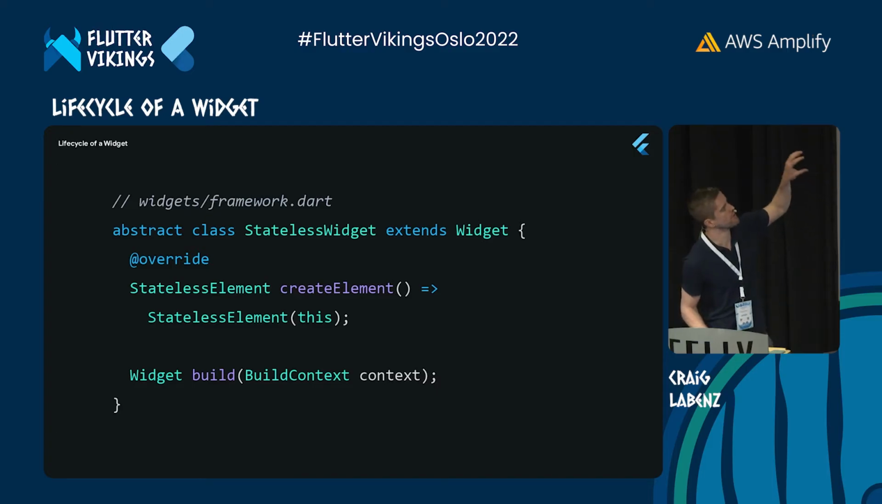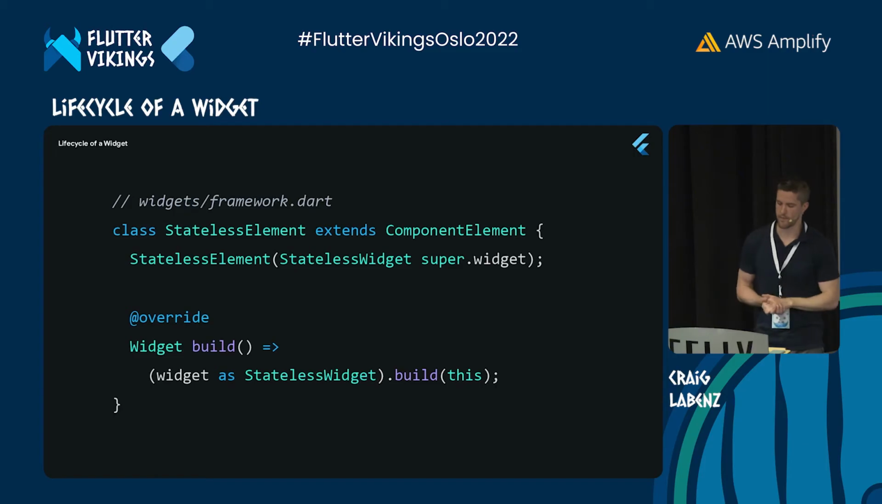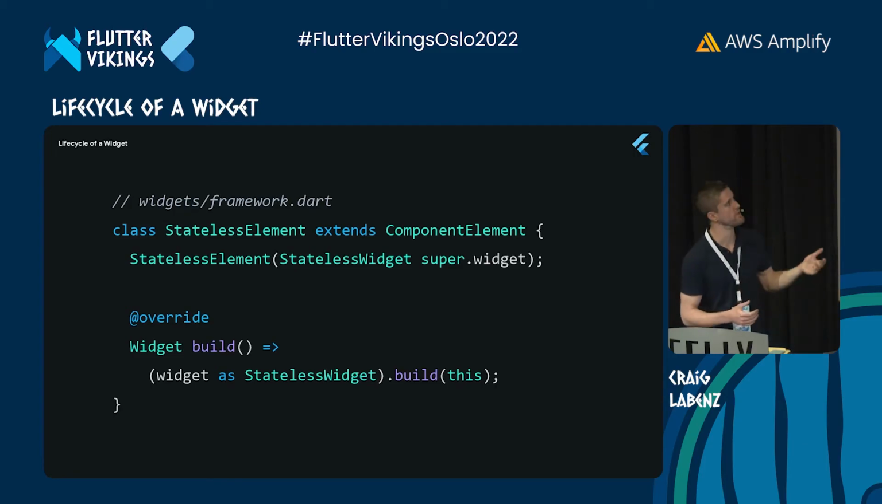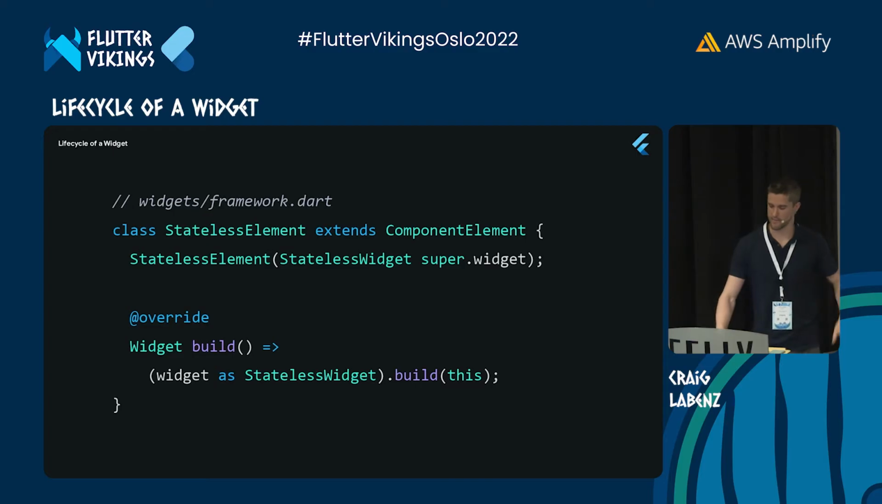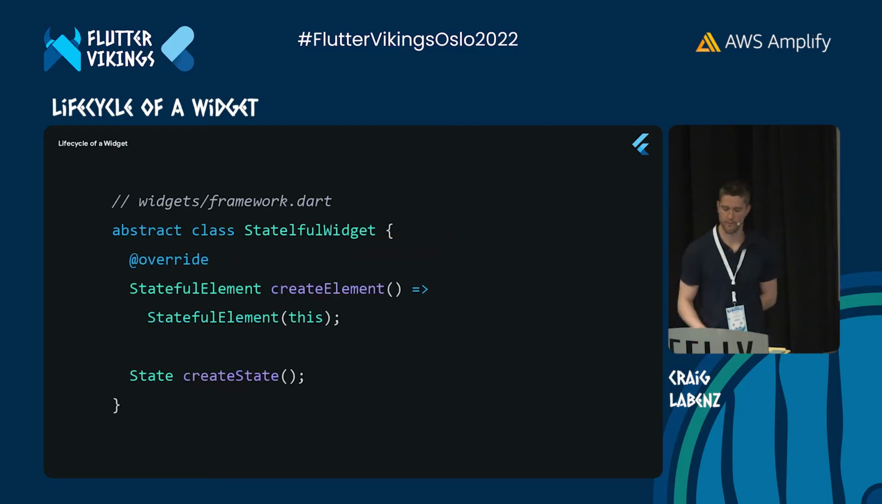So here is an abridged implementation of the stateless widget, and we can see that create element method just returns a stateless element. So stateless widget, stateless element. Great. And then flipping over that coin to look at the stateless element, we see that it accepts a widget in its constructor, and the build method just delegates right back to the widget's build method and passes itself in as the build context.